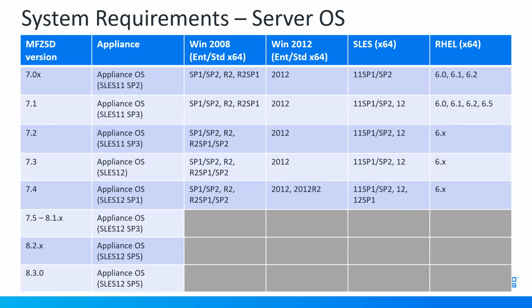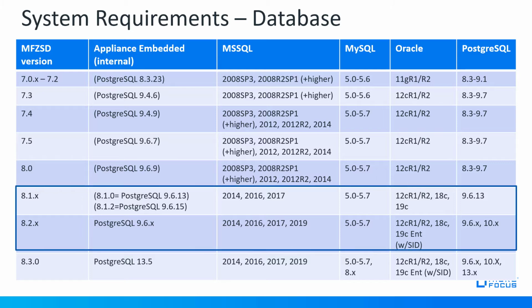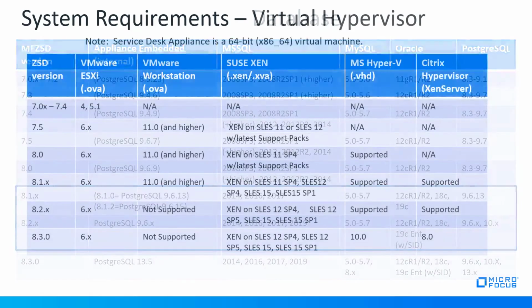System requirements, it gives you the system requirements here as we show different versions of 8.3 all the way back to 7.0. And then system requirements on the database, this shows you which database are supported through each version. Again, if your database isn't supported in the version you're going to, upgrade the database first and then do your upgrade of the appliance. Again, we're going from 8.1 to 8.2.